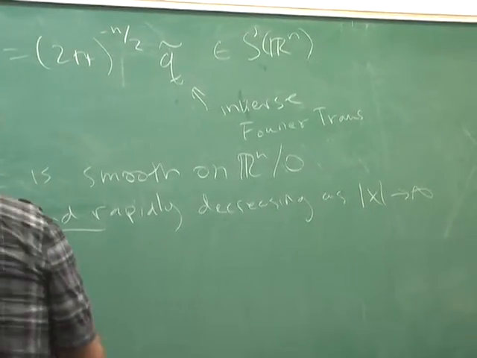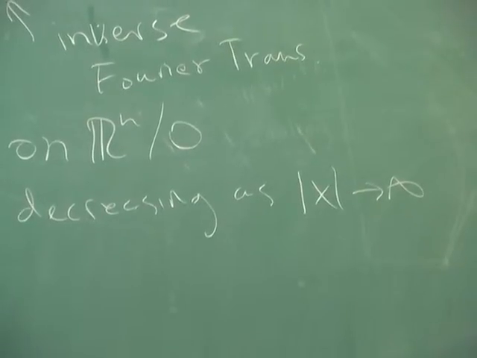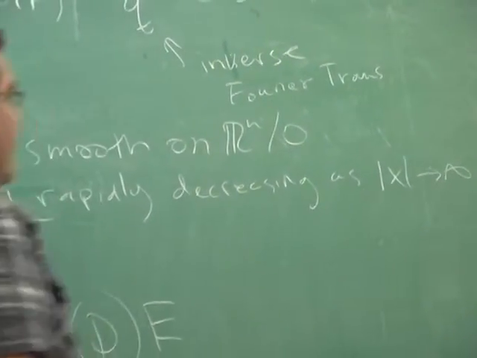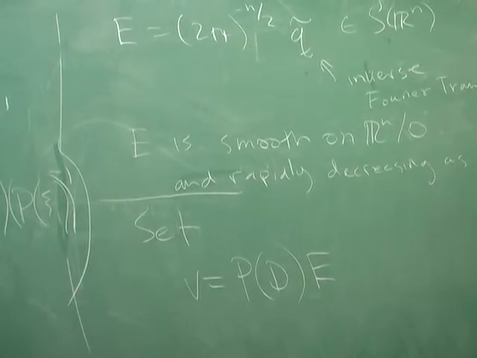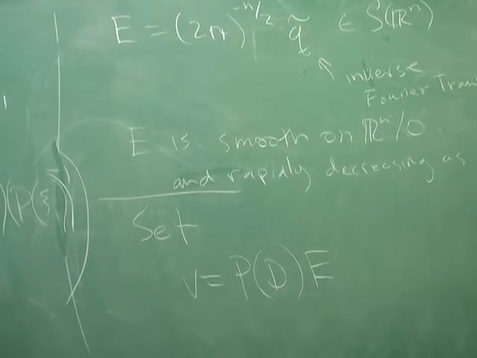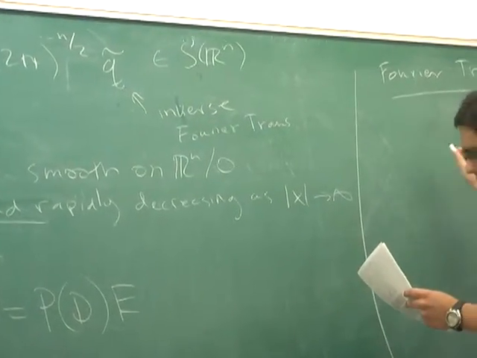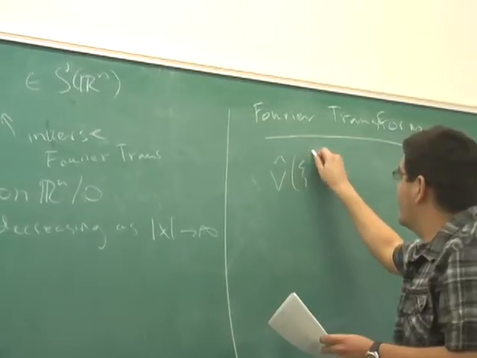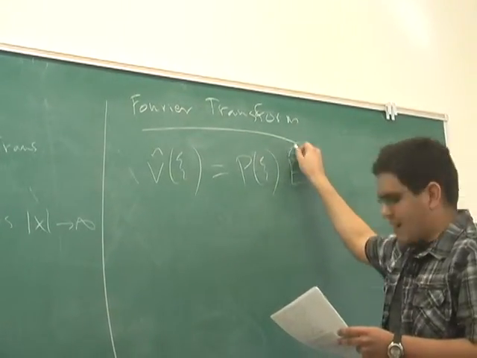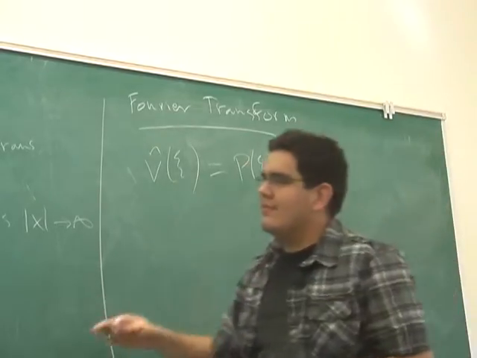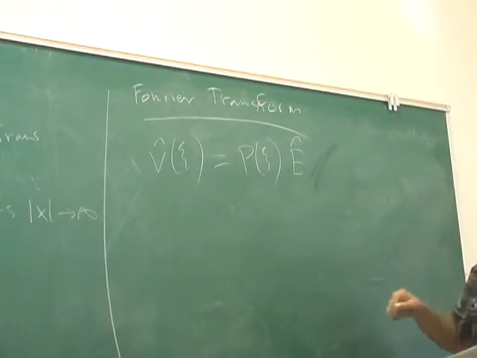So then we're going to set V equal to P of D times this E. From this, we're going to take the Fourier transform, and we shall get V hat of xi is P of xi times E hat, where E hat is the inverse of this times this, or the transform of those.